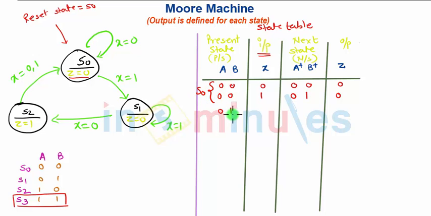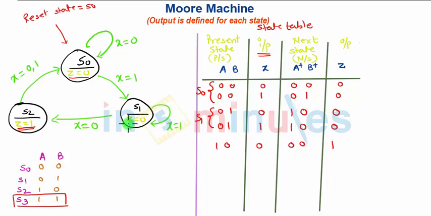Okay, so for state S1, that is 0 1, if x is equal to 0, it will go to S2. S2 corresponds to 1 0 and output is 0. If x is equal to 1, it will remain in S1 state, that is 0 1, and the output will be 0. For S2, 1 0, if x is equal to 0, it will go to S0 state and output will be 1.